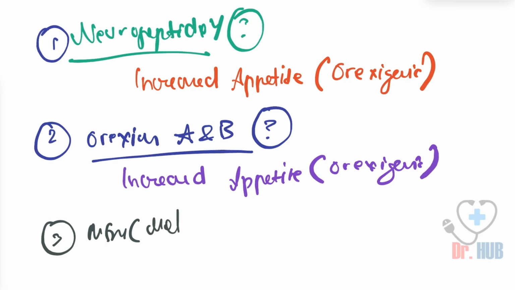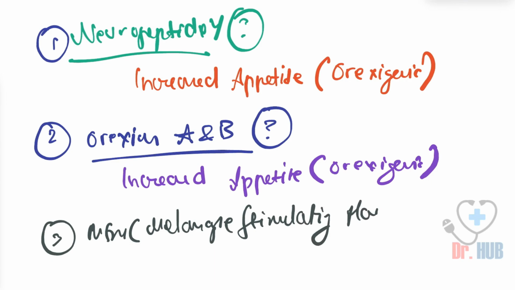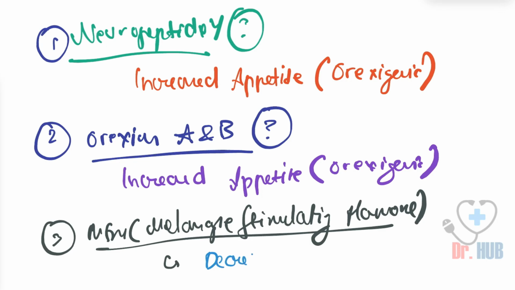The third question we asked was, what about MSH? That is nothing but the melanocyte stimulating hormone. So what is this associated with? This is associated with decreased appetite. So it is nothing but the anorexigenic.